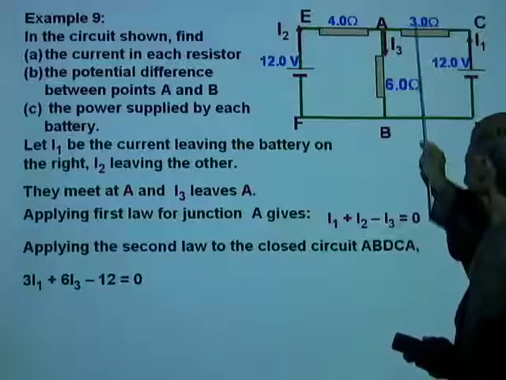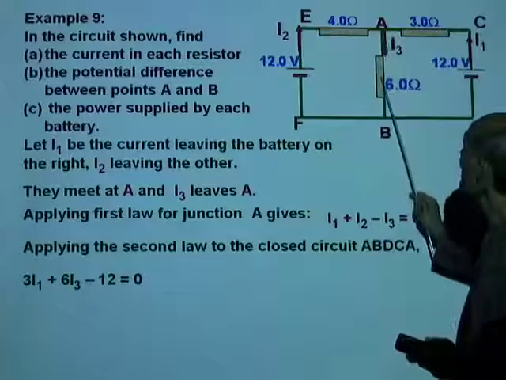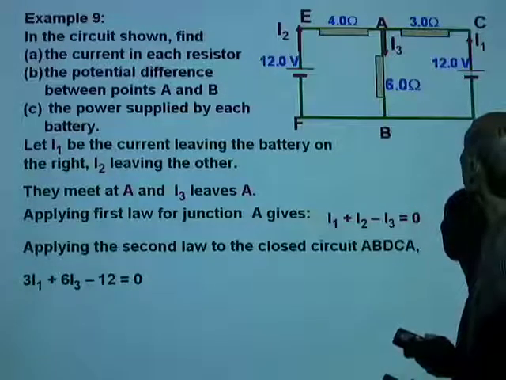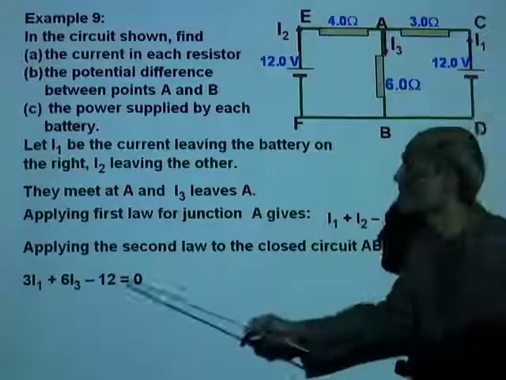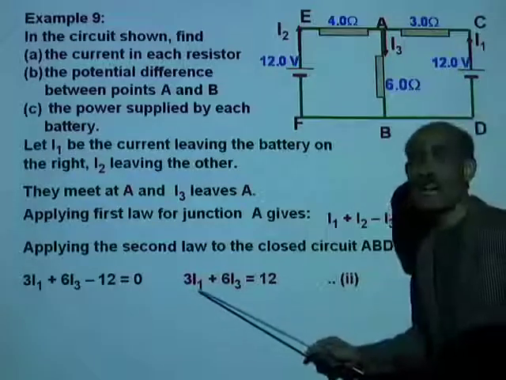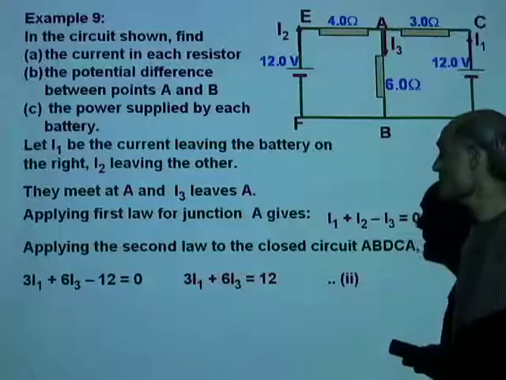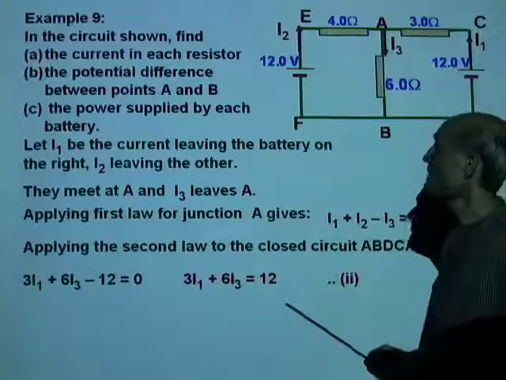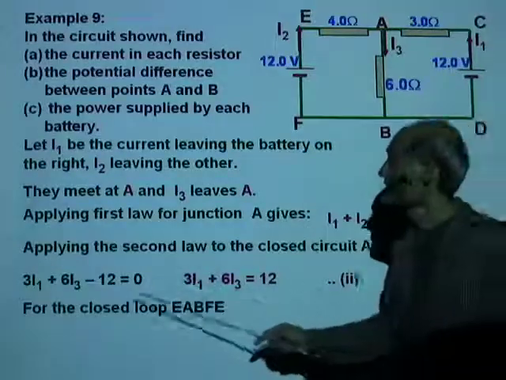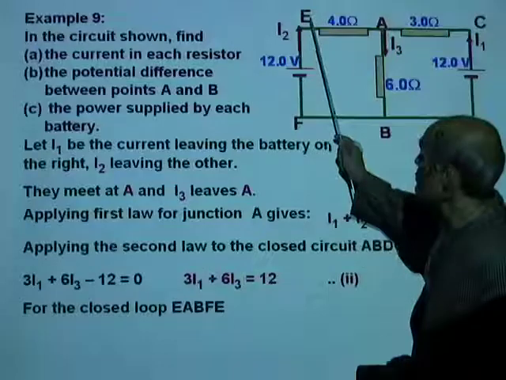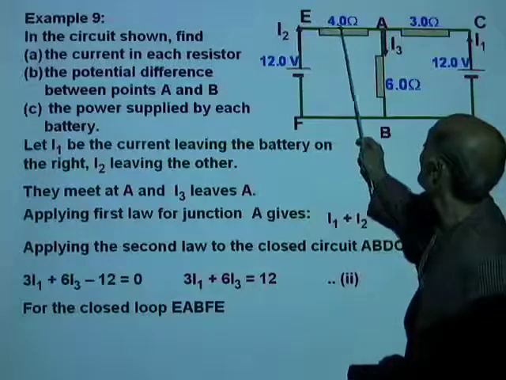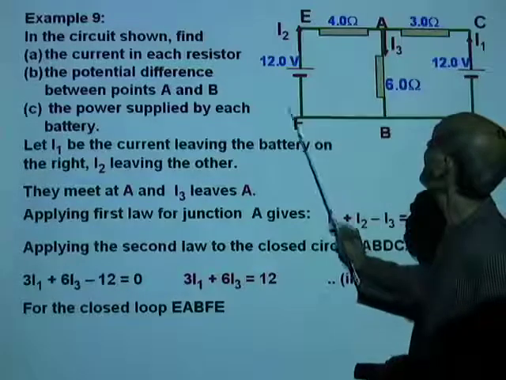3I1, the potential drop across the 3 ohm, plus 6I3, the potential drop across the 6 ohm, minus 12, which is the potential drop across the cell, equal to 0. And we can write it like this: 3I1 plus 6I3 equal to 12. That is our second equation. We need a third equation. Let's use the closed loop EABFE. Well, tell me how that is going to be.